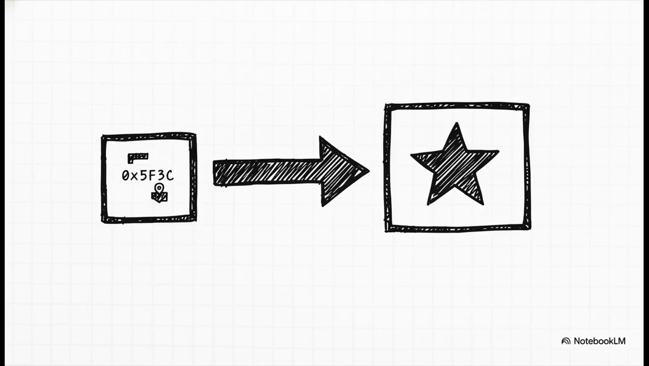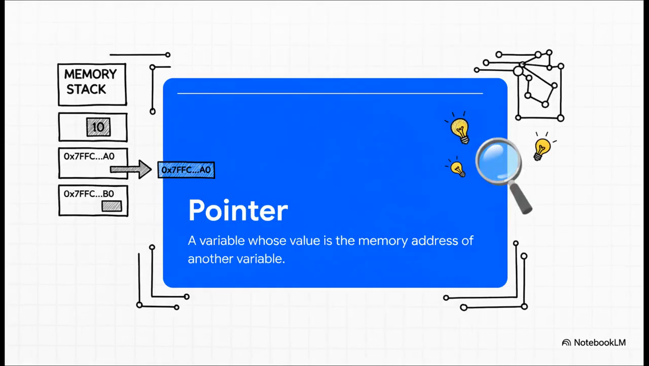And this is a perfect analogy for how a computer's memory works. Every single variable you create in your code has to live somewhere. It gets its own little slot in memory, and that slot has a unique address. A pointer, then, is just a special kind of variable designed for one job: to hold on to one of those memory addresses. And that's it. That's the core definition right there.